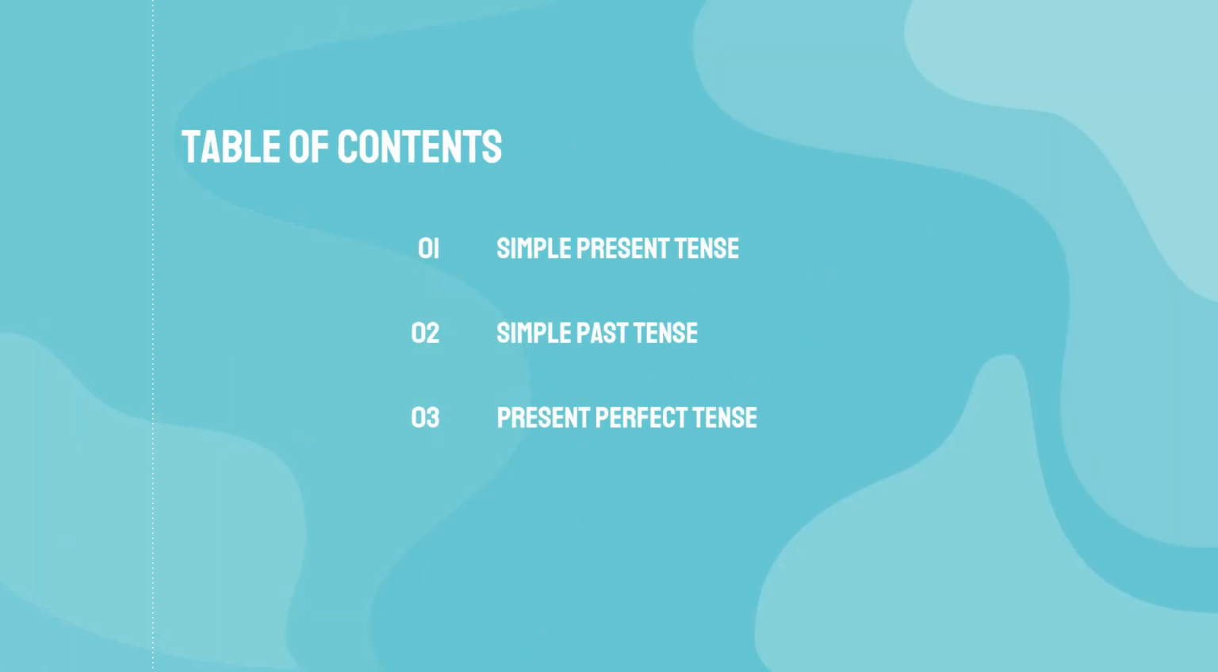In this video, I will explain about three common tenses used in academic writing. Here are three common tenses. First, simple present. Second, simple past tense. And the last one is present perfect.